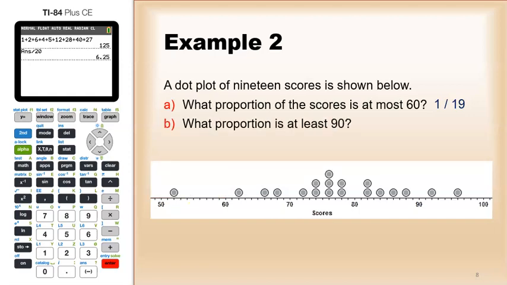All right, what about at least 90? So 90 is over here on the right. At least 90 means 90 or more. So it's going to be these 2 dots. So at least 90 would be these dots here, 2 out of 19.